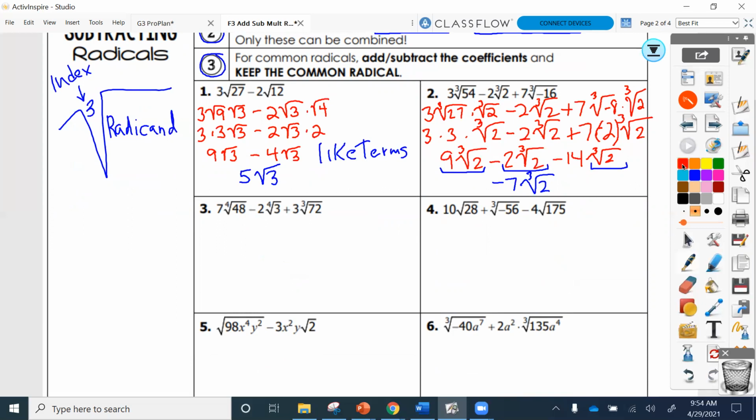Okay, so first we're going to simplify the 4th root of 48. And I know a perfect fourth is 16. So here's 7, 4th root of 16, and 16 times 3 is 48. Now, the 4th root of 3, there's nothing we can do with that. So we're just going to bring it down.